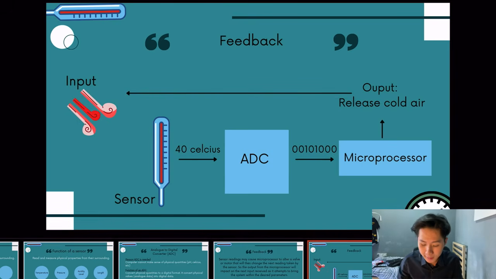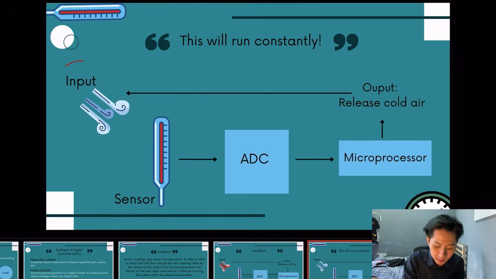So for instance, here you have a system that controls the temperature of a room. And you will need a temperature sensor. And imagine that the value that it detects is 40 degrees Celsius. And this value, as I mentioned, needs to be converted to binary using the analog to digital converter. And this value will be received by a microprocessor, and the microprocessor will then control the output by releasing cold air. And because of this action, the next reading that is taken by the thermometer will be different because of the cold air that we release.